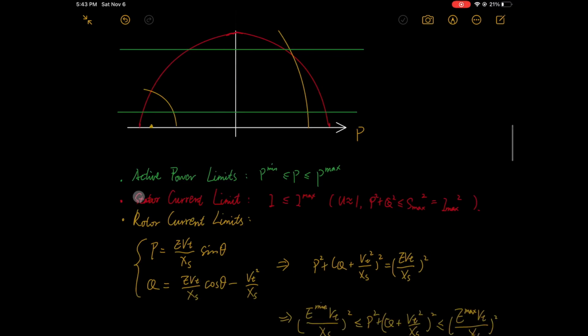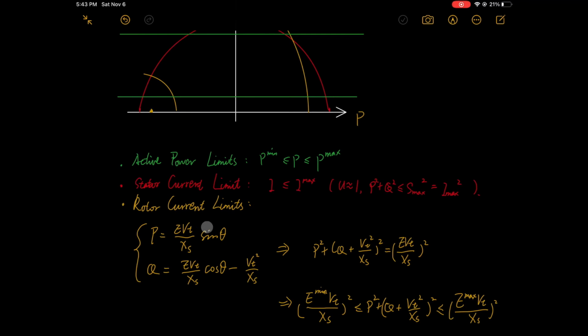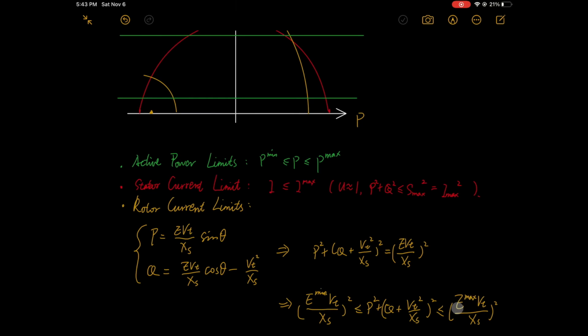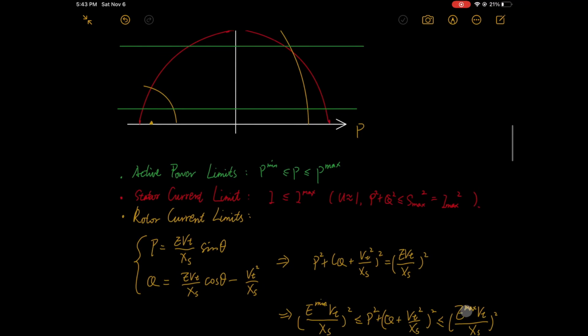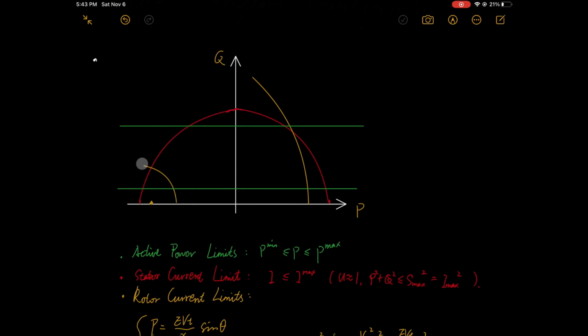The third limitation is from excitation current IF. If IF is too small, that is under excitation, then the coupling is not strong and would affect transient stability. If IF is too large, which means overexcitation, then there's problems with rotor windings or stator insulation. And this corresponds to two circles in the PQ plane.